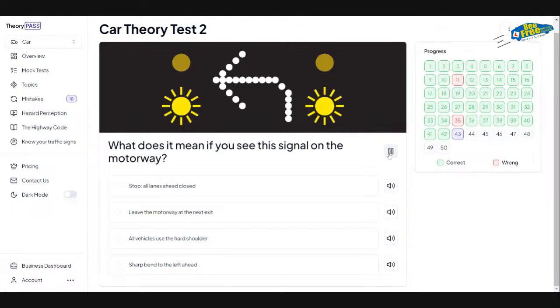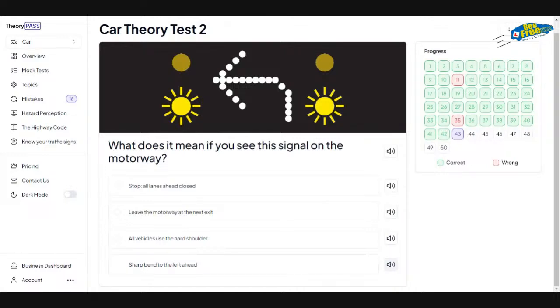What does it mean if you see this signal on the motorway? Stop, all lanes ahead closed. Leave the motorway at the next exit. All vehicles use the hard shoulder. Sharp bend to the left ahead.